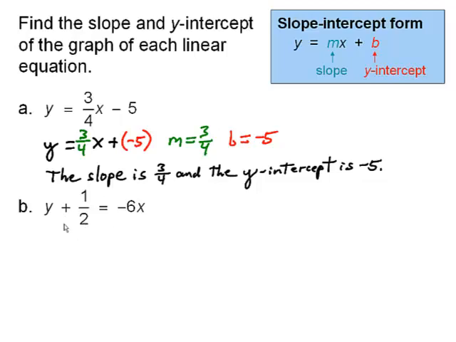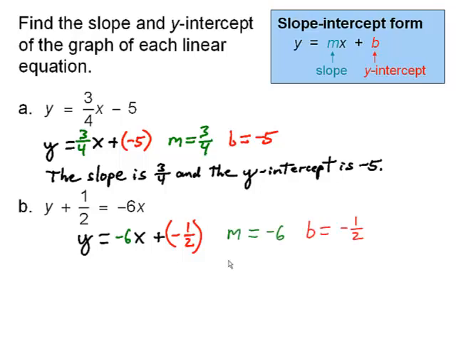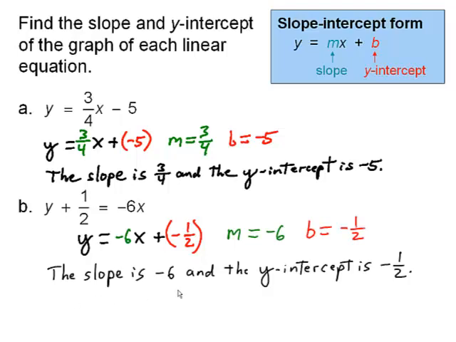So let's do that. When we add the opposite of 1/2 to each side, we get y equals negative 6x plus negative 1/2. So m is equal to negative 6 and b is equal to negative 1/2. And to answer the question, the slope is negative 6 and the y-intercept is negative 1/2. So the slope-intercept form is a very handy form to write a linear equation in, and any linear equation can be written in this form.